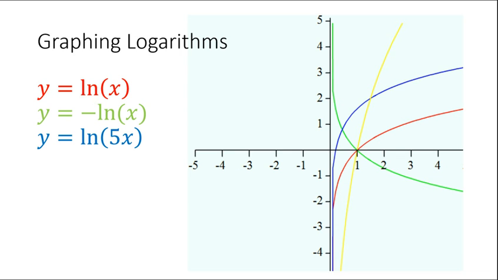If you multiply the x in the logarithm by a constant, then your graph will be stretched in such a way that it is no longer going through the point 1, 0. In contrast, if you multiply it by a coefficient in front of the logarithm, it's simply going to stretch the graph but remain anchored at that point 1, 0.